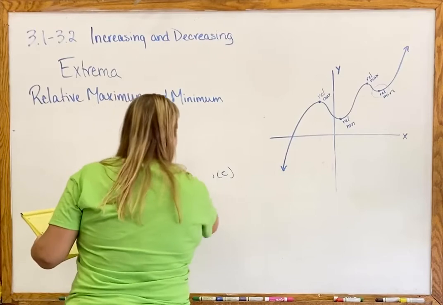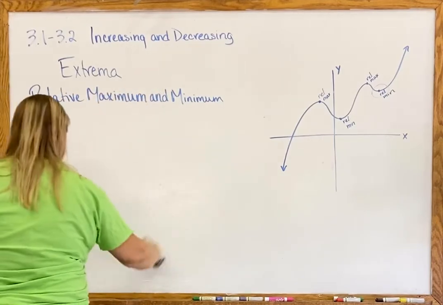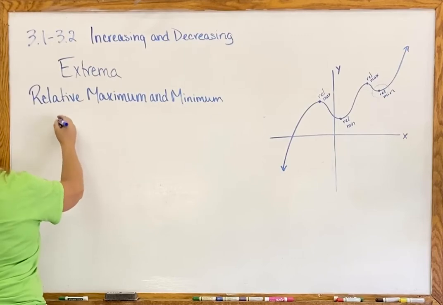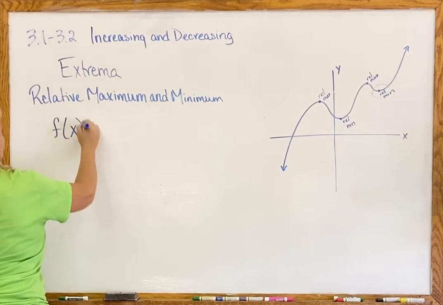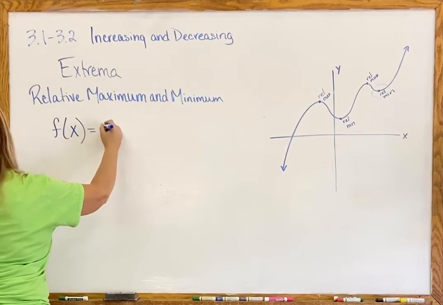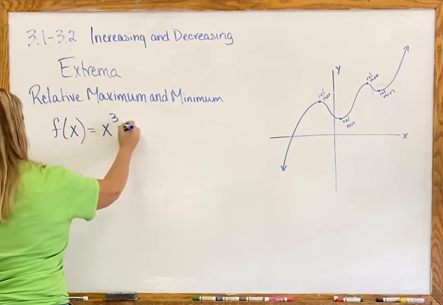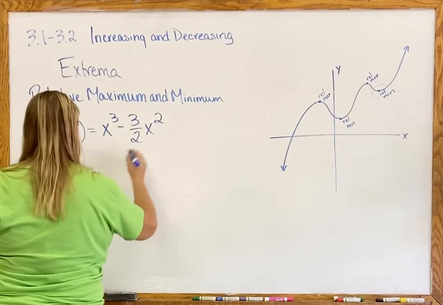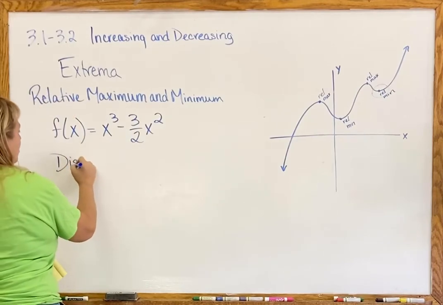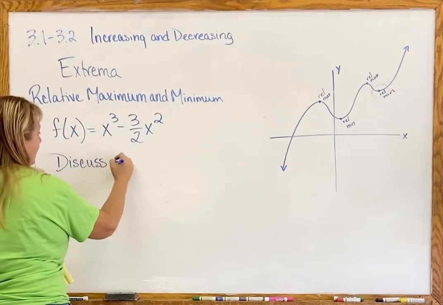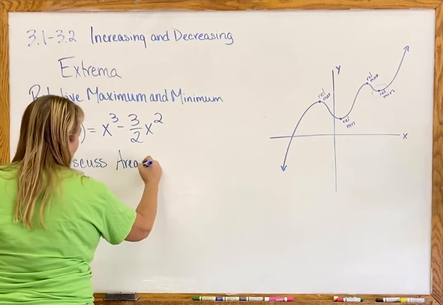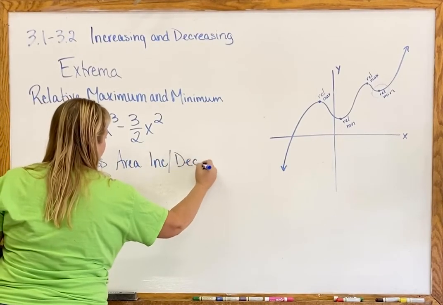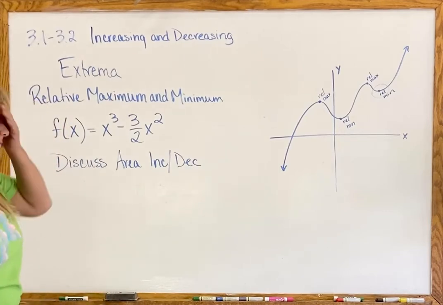So let's go ahead and do one of these completely all the way, and we will see what pops out. So this says, if f of x is equal to x cubed minus 3/2 x squared, then the instructions just say to discuss areas of increasing or decreasing. Okay? So here we go.